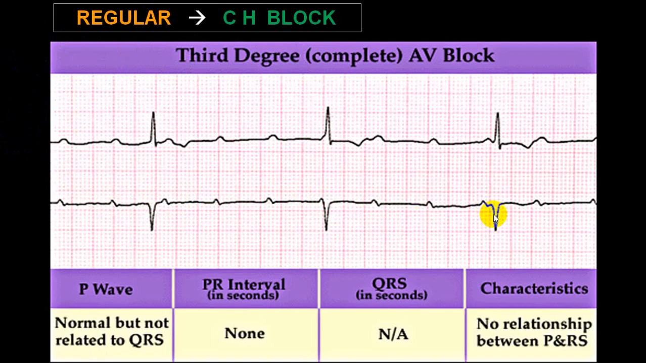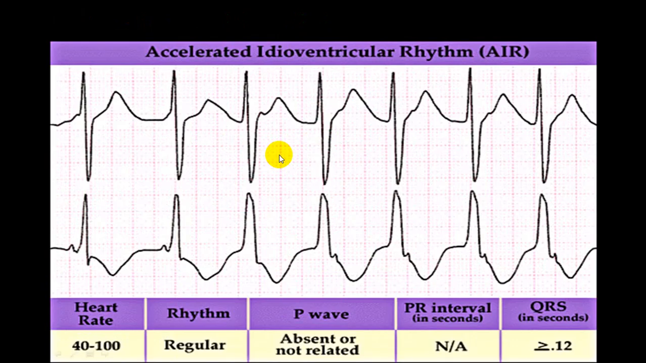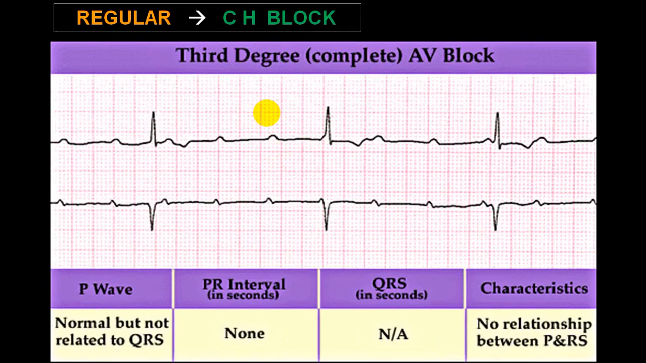This P wave is not related to the QRS complex. The QRS complex is broad, the ventricular rate is very slow, the atrial rate is faster, and the P wave is not related to the QRS complex. Hence, this is a classical complete heart block. But rate wise, if you calculate the ventricular rate, it is slow.